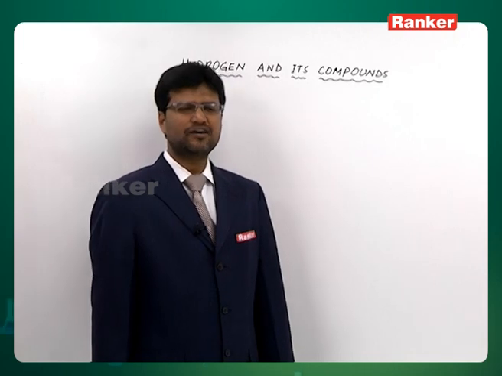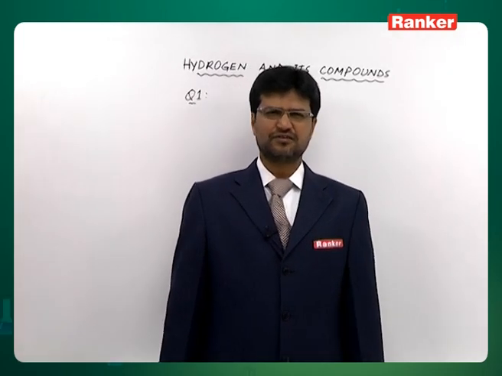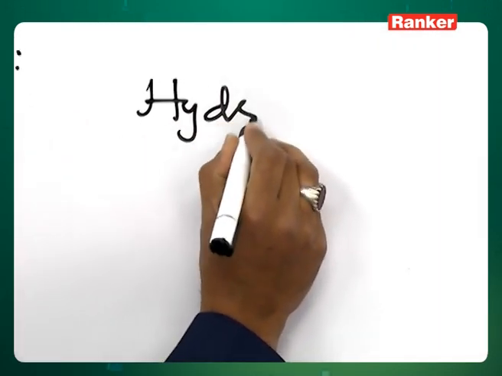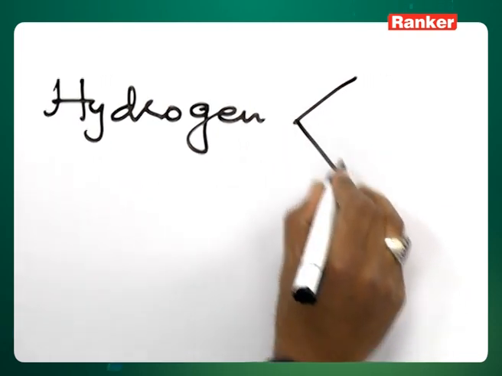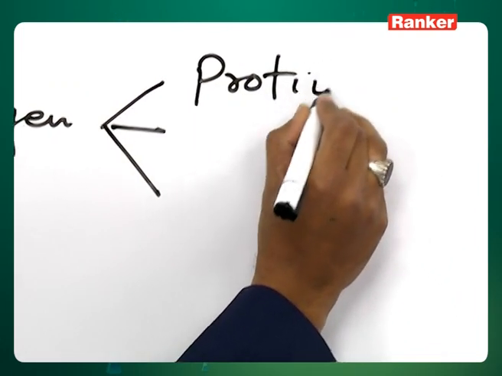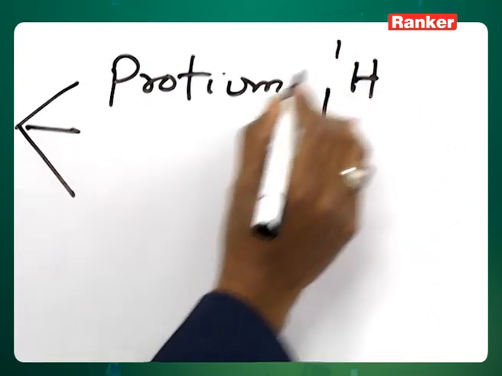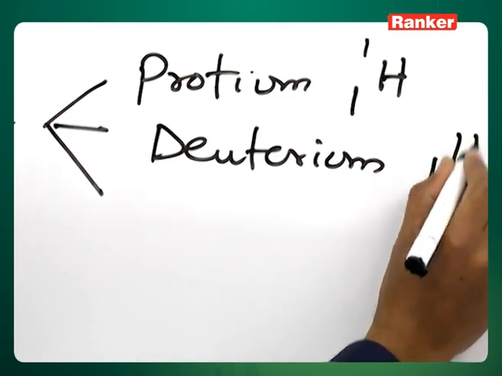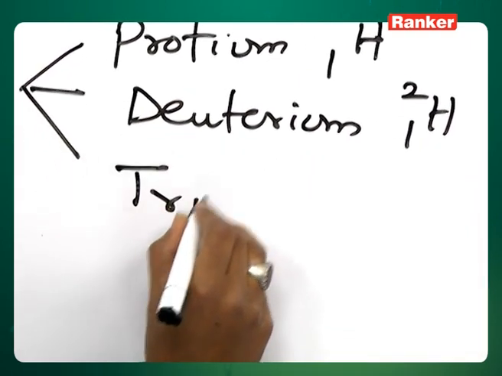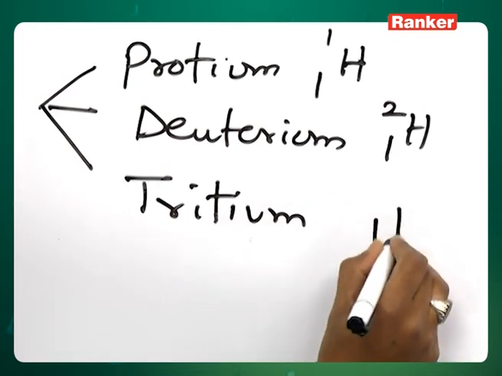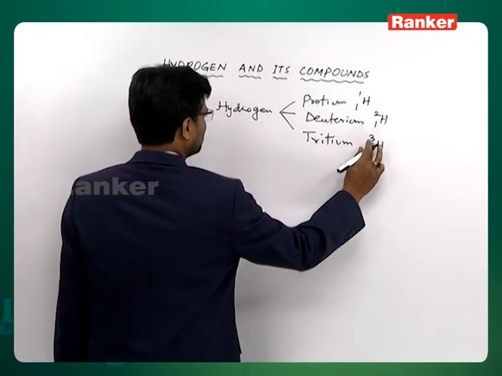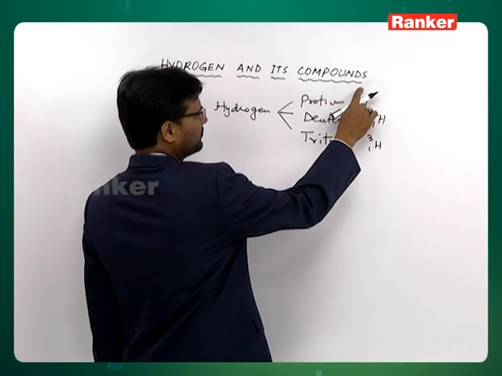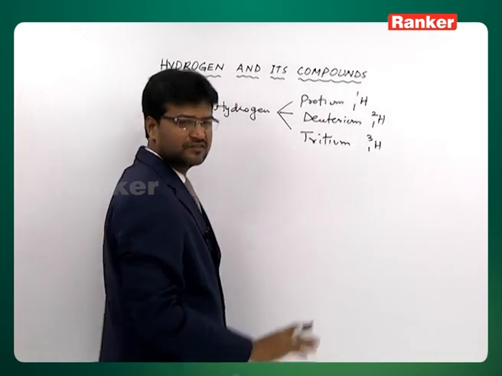See, protium, deuterium and tritium are 3 different isotopes of hydrogen. Hydrogen has 3 isotopes, namely protium. Protium can be represented as 1H1, deuterium 1H2 and tritium. Tritium is 1H3. So, they differ in their mass numbers. Mass number of protium is 1, deuterium is 2 and tritium is 3.